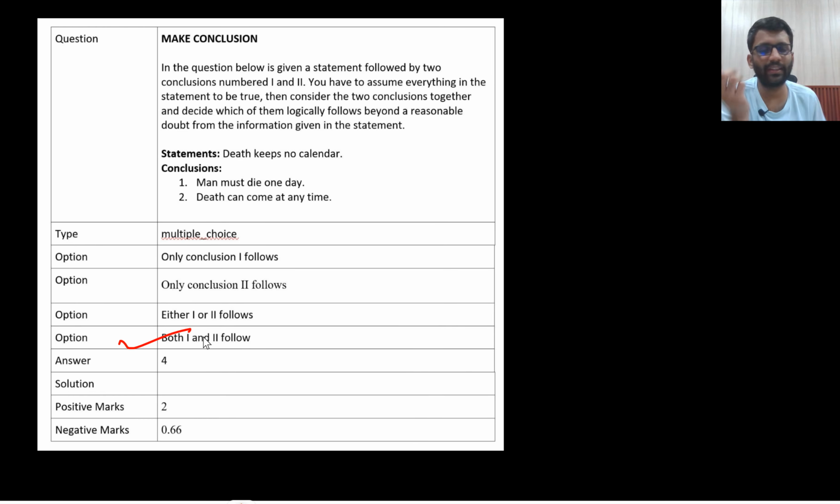You just need to read the statement and conclude based on it. So, death keeps no calendar. That means it can come anytime and everyone has to die one day, right? From where are you getting that man must die one day? Because there is no calendar. That means it can come anytime. That means it will certainly come. Death keeps no calendar. मौत का कोई calendar नहीं है. इसका मतलब वो आएगी पक्का. वो कभी भी आ सकती है. So man must die one day and death can come anytime. So that's why option D is correct.